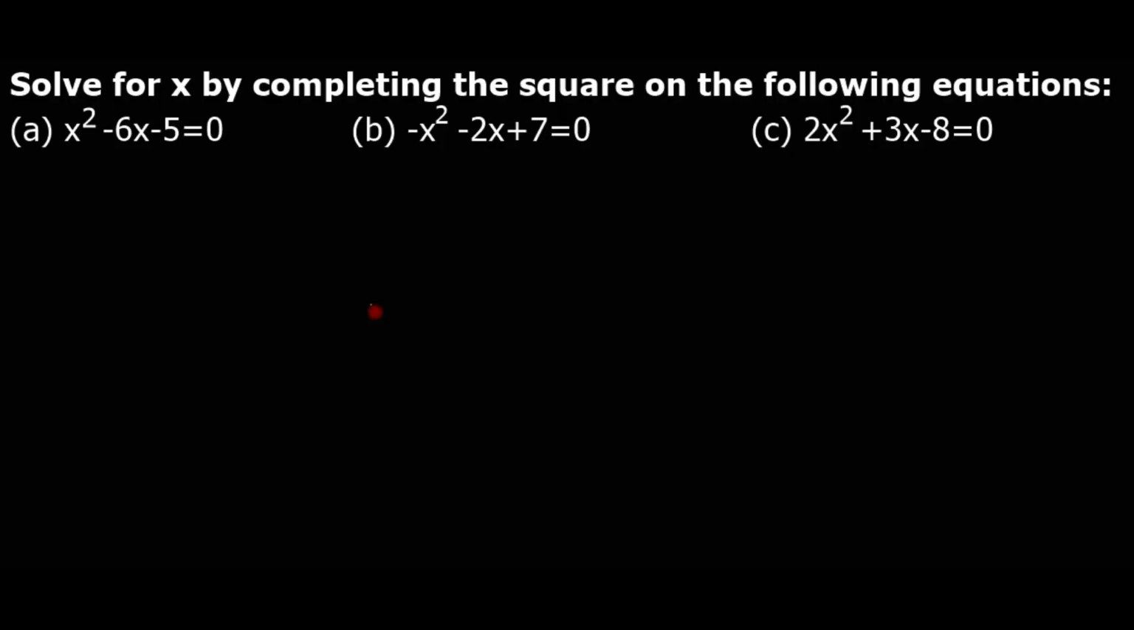And then now we are going to solve for x by completing the square. Our quadratic equation is x squared minus 6x minus 5 equal to 0. Step number 1, we must check that the coefficient is 1. So in this case, you can see that our coefficient is positive 1.